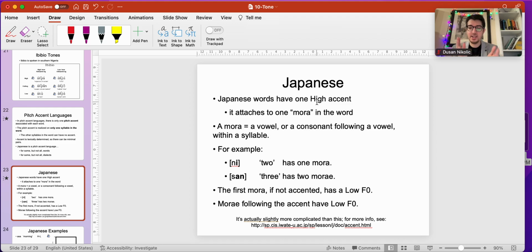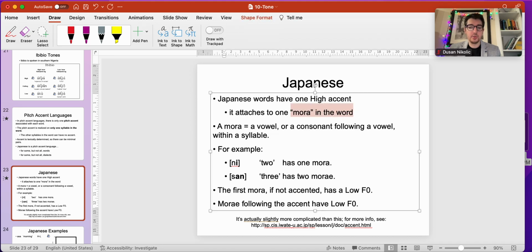Tokyo dialect is accented. It has pitch accents whereby they only have one high accent, and the rest are by default low or F0, whereby they have low F0, right? So they're low accents. So Japanese attaches to one mora in the word. Mora is a vowel or consonant following a vowel within a syllable.